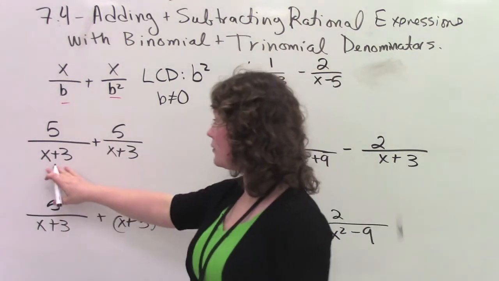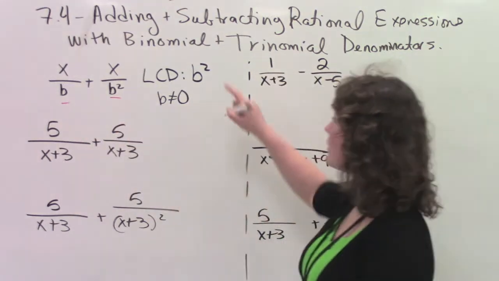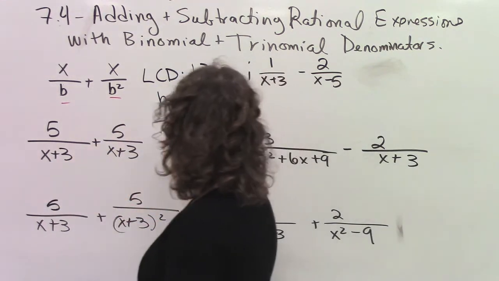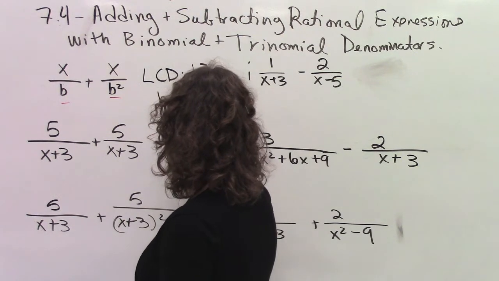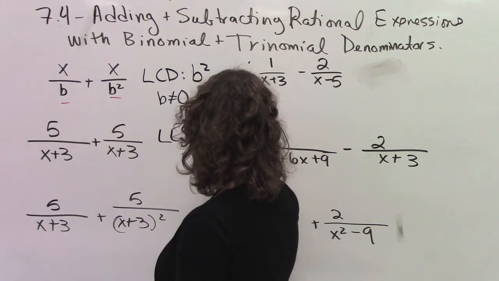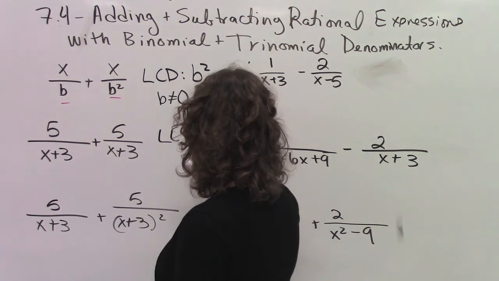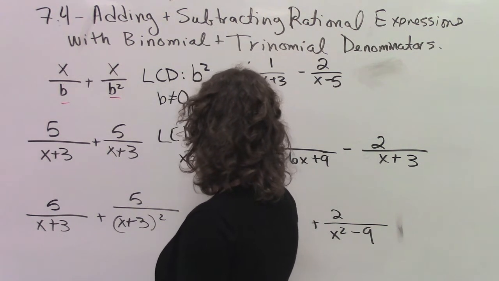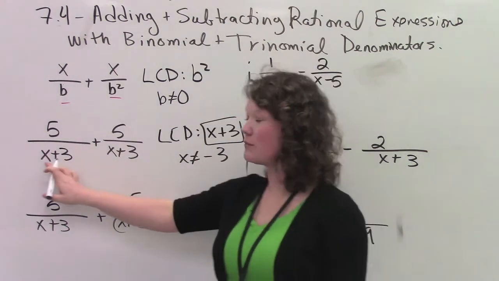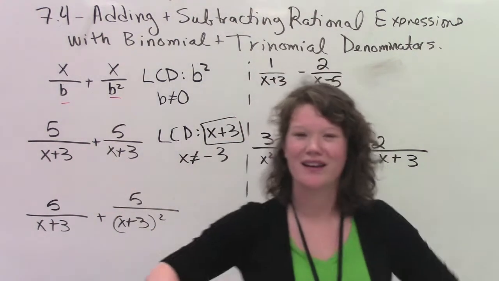Okay? But we don't have that. We have a, what is it? We have a binomial. We have two terms. So the lowest common denominator is going to be x plus 3. And x cannot equal negative 3. Because if x equals negative 3, that would bring both of these denominators to what?